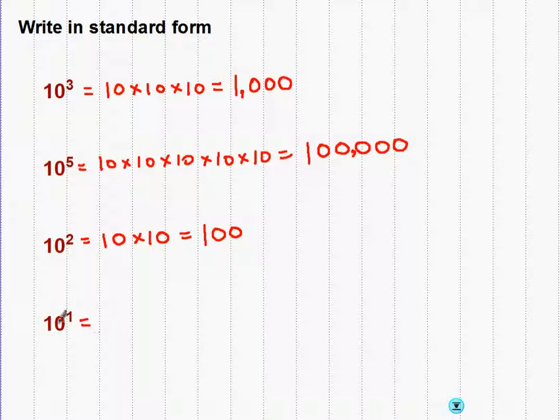And following our pattern, 10 to the power of 1, okay? If we follow the multiplication pattern, that's going to be 10 times itself once, or just 10. And if we write it in standard form, let's follow the same process that we've been following up above. 10 to the power of 1 tells me to put a 1, and then that exponent 1 tells me to follow it with 1 zero. So 10 to the power of 1 would just be the whole number 10.